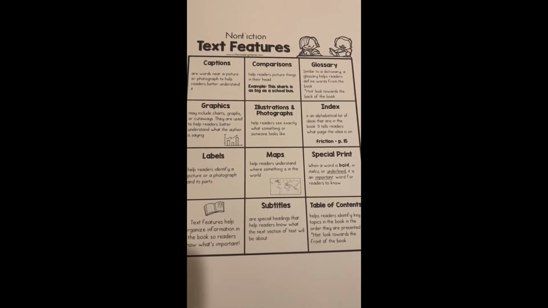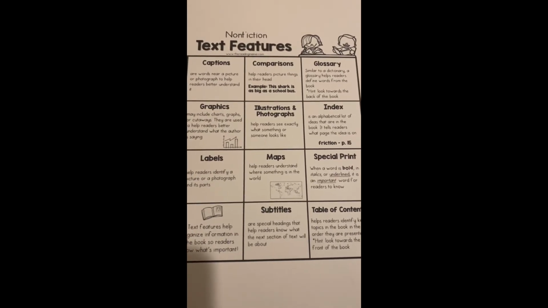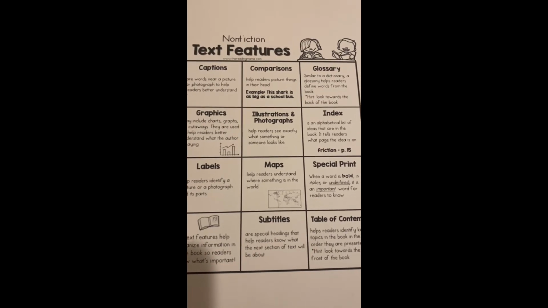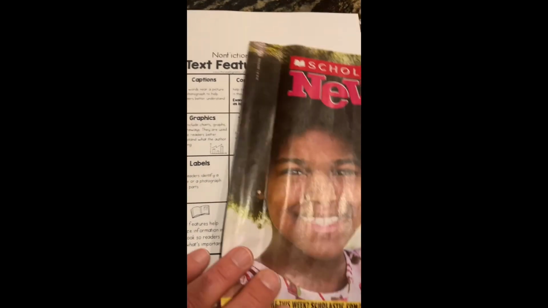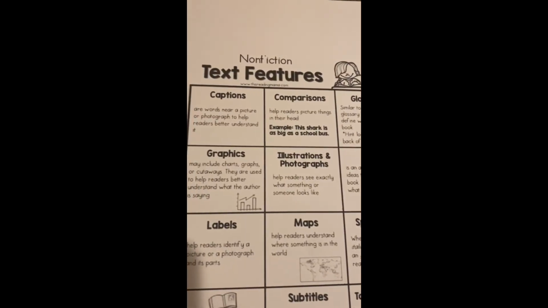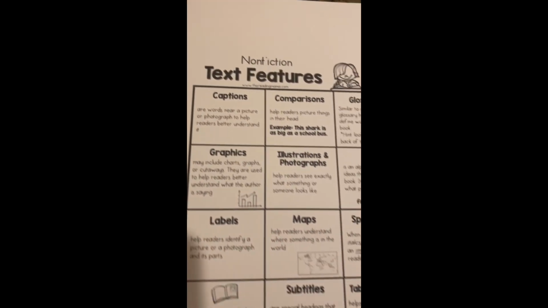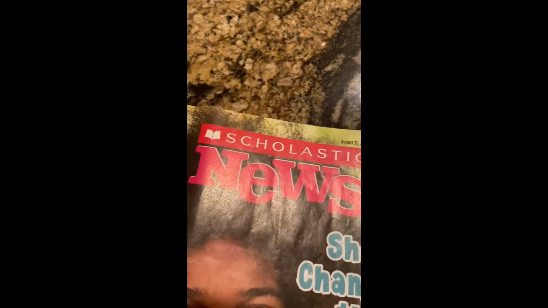So this chart, this nonfiction text feature chart, has a lot of different things that we can look for in our reading. And that's what we're going to do today, we're going to use a story. It's actually from the Scholastic News, the one that I was just sharing with you. And we're going to try to find one of these text features. Like maybe we'll look for a caption, or maybe we'll look for a map, or maybe we'll look for a glossary where it tells us what the word means. We're going to look for these things inside of our Scholastic News story and see if we can come up with them.